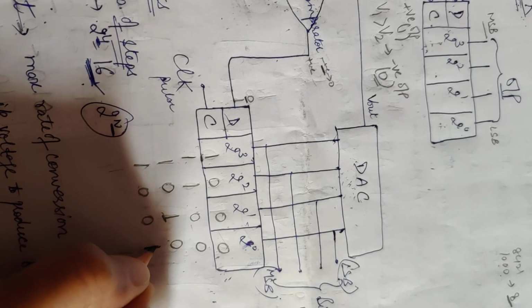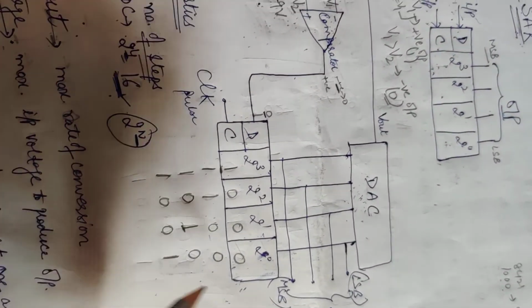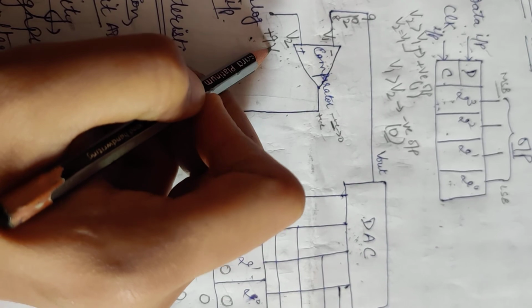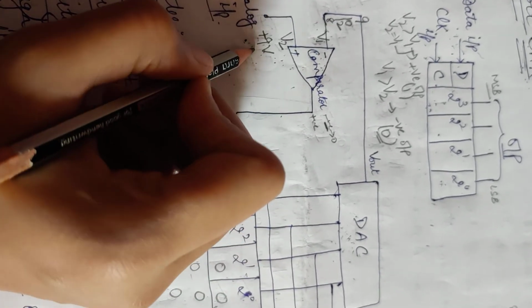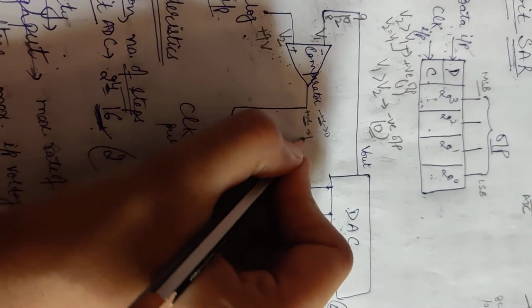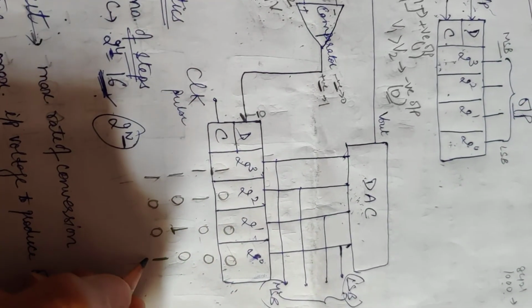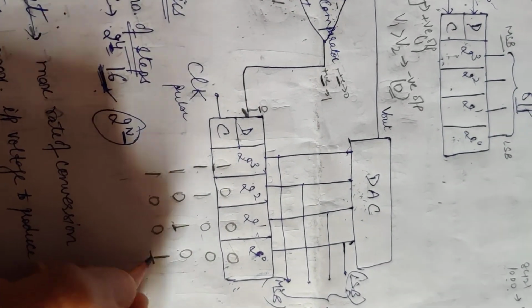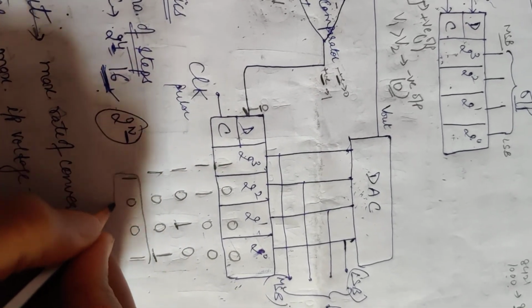Now make this one for the next clock. 1 0 0 1, now it will convert 1 0 0 1 into analog, it becomes 9. So both the inputs are 9, negative and positive, both inputs are equal, that means it gives positive output, that is 1. That means this bit remains set. So the overall data we get is 1 0 0 1.